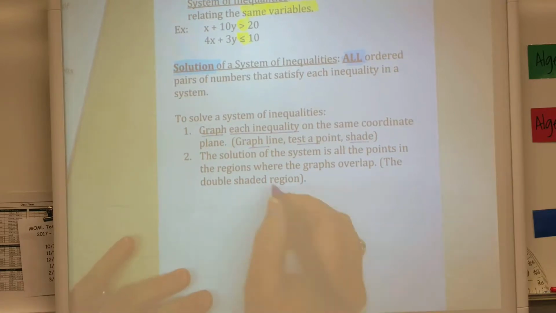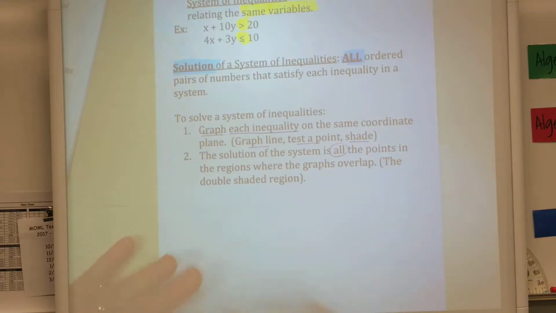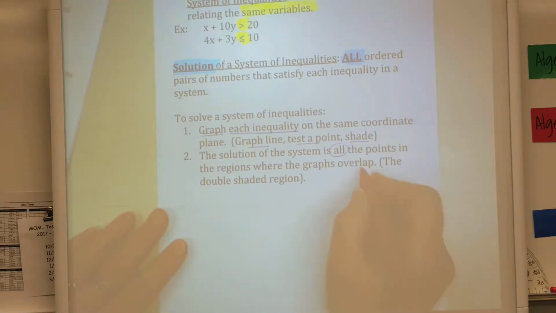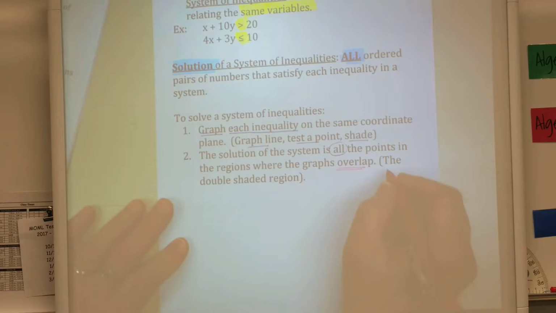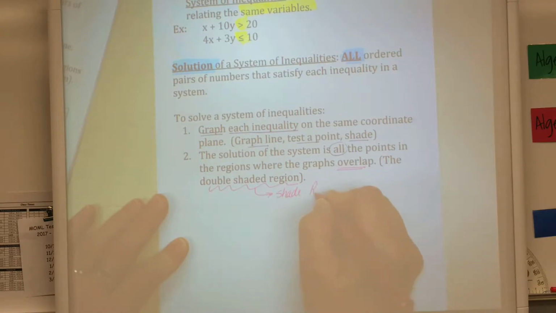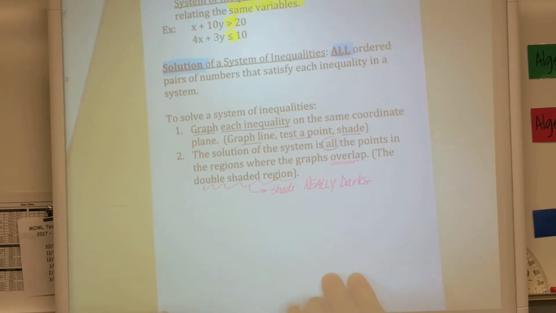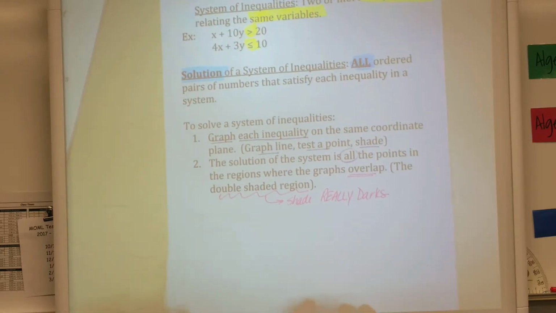And then the solution of the system is where all the points in the regions in the graphs overlap. And this is also a double shaded region. What I do is I shade the solution really dark. For purposes of the notes, I'll do each inequality in a color, and then I'll do the system or the solution in a different color or really dark so that you can see what the actual solution should look like.